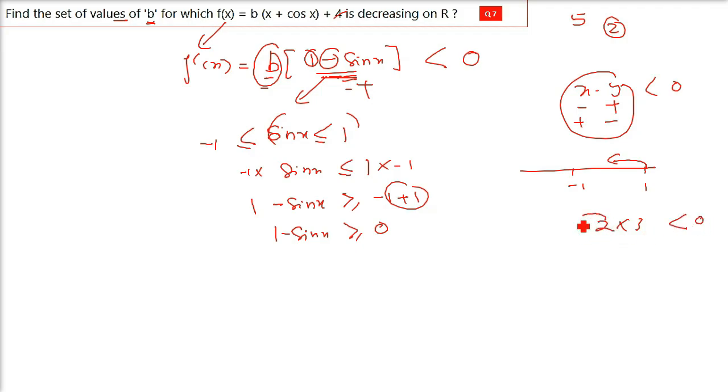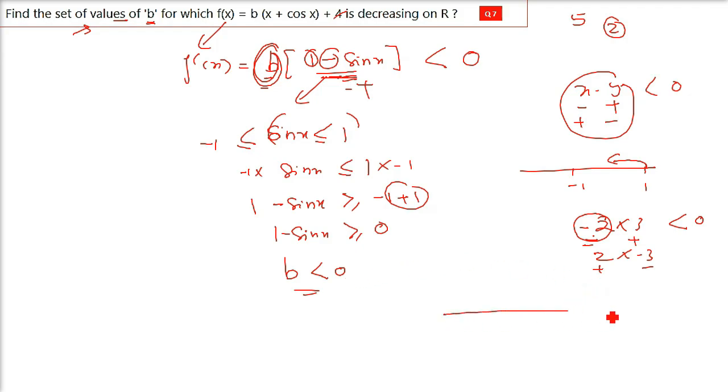I am saying 2 and 3. If the product has to be less than 0, it has to be either -2 or -3. -2 into 3 and 2 into -3 will give you less than 0: one positive, one negative. But we have already cleared that 1 minus sin x is greater than or equal to 0. That means we are only left with one option, that B has to be less than 0. But we have to find out the set of values. B is less than 0.